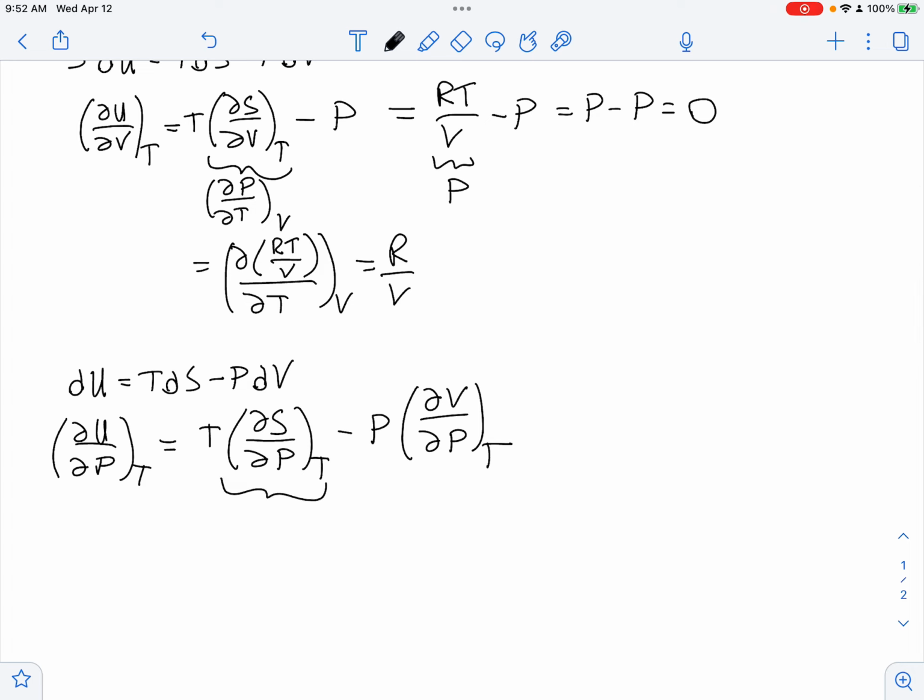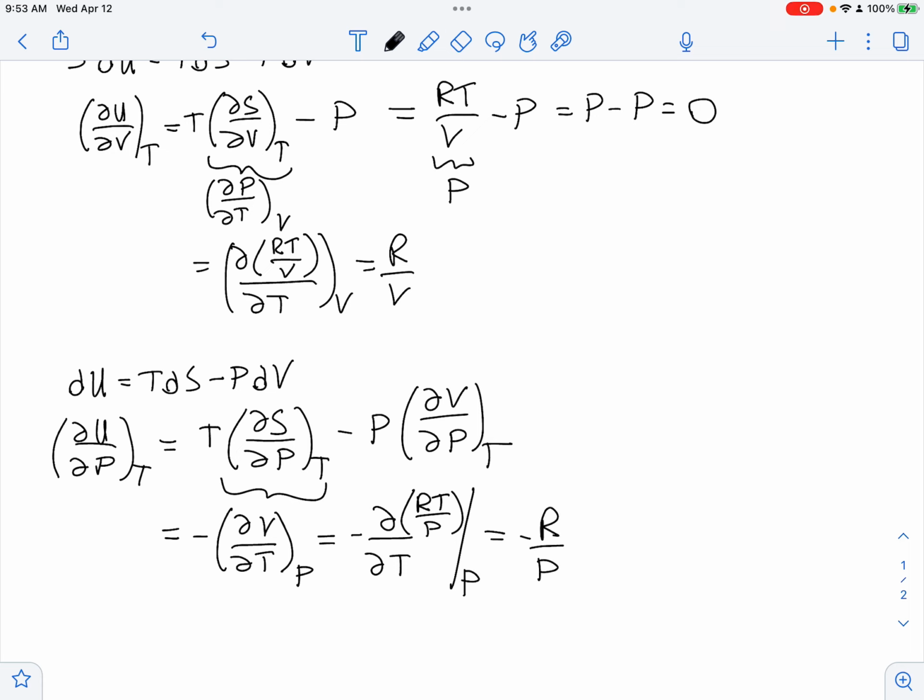This is, by a Maxwell relation, equal to minus (dV/dT) at constant P, which will be minus d/dT of RT over P at constant P. This is minus R over P, and this (dV/dP) at constant T is d/dP of RT over P holding T constant. This will be minus RT over P squared.